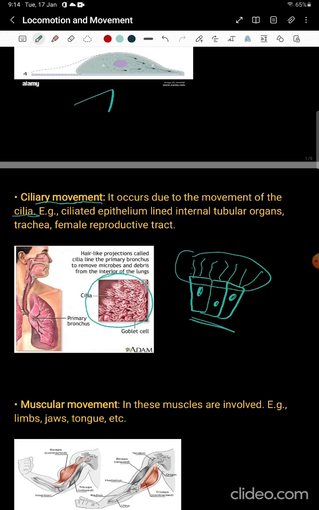It occurs due to the movement of cilia. Example: ciliated epithelium lining internal tubular organs. Most of our visceral organs are lined with ciliated epithelium, and also the trachea or windpipe, and the female reproductive tract. So where is ciliary movement observed? In ciliated epithelium lining the internal tubular organs, that is the internal visceral organs, and then the trachea, and then the female reproductive tract.